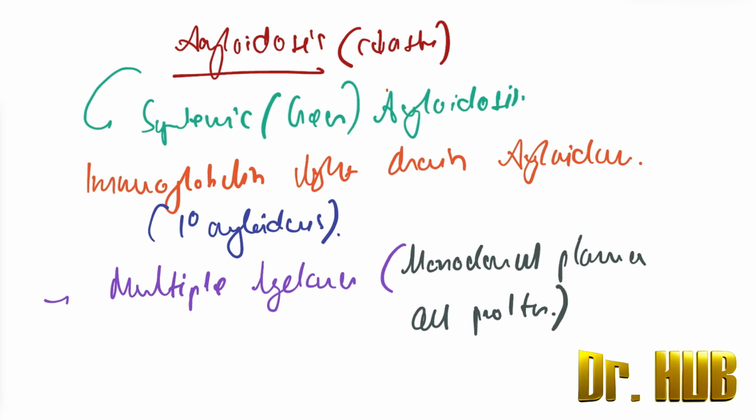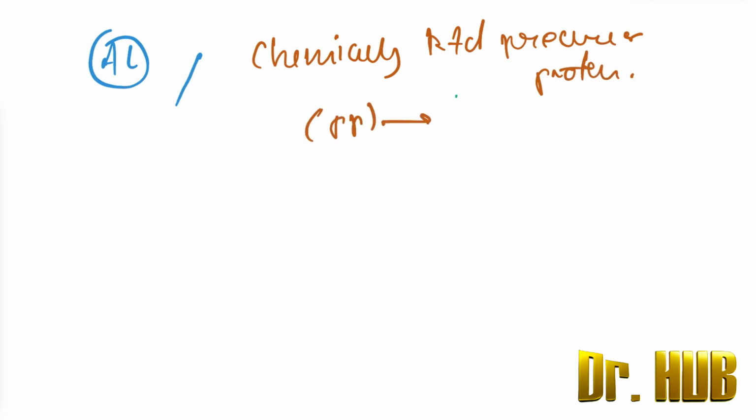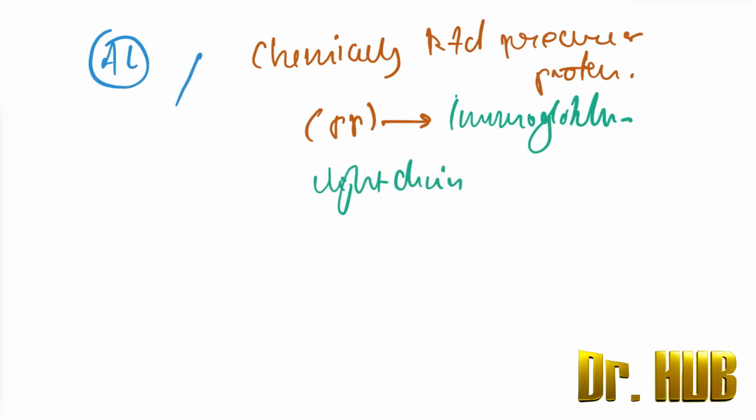So what is the major fibril protein involved? The major fibril protein involved here is the AL. And what is the chemically related precursor protein? Next time we'll be writing it as PP, that is a precursor protein. It is going to be the immunoglobulin light chain, and it is chiefly the lambda type.